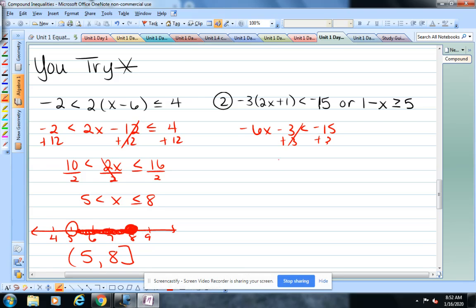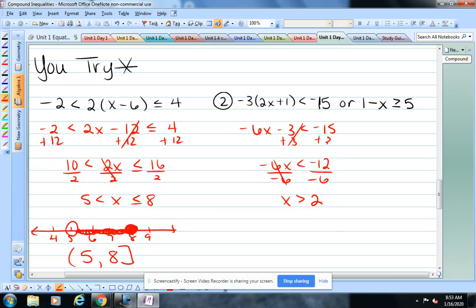Add 3. So negative 6x is less than negative 12. And then what do we do with an inequality when we divide by a negative? Flip the sign. So x is greater than 2. Did I do something wrong? Oh, okay, that's what I thought. I didn't think that was what we were getting when I was looking at everybody's work. Yeah, I forgot my negative over here. Okay, just make sure when you divide by a negative, you flip your sign.